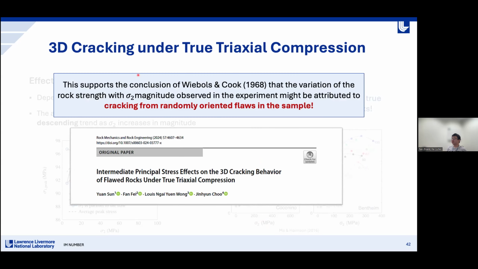And this finding from our numerical study strongly supports the conclusion of the old paper by Weibels and Cook, where they claim that this variation of the rock strength with the sigma 2 magnitude might be attributed to the cracking from the randomly oriented flaws in the rock sample. And for more details of our numerical study, you can refer to our paper published in Rock Mechanics and Rock Engineering last year.